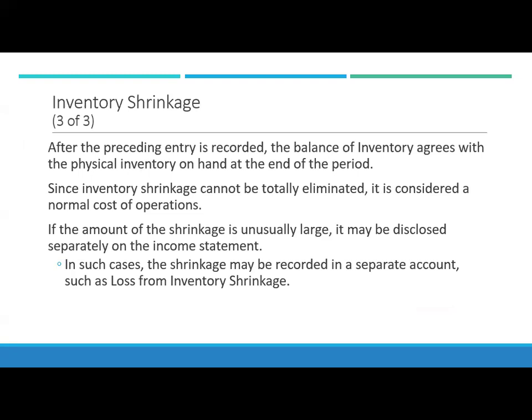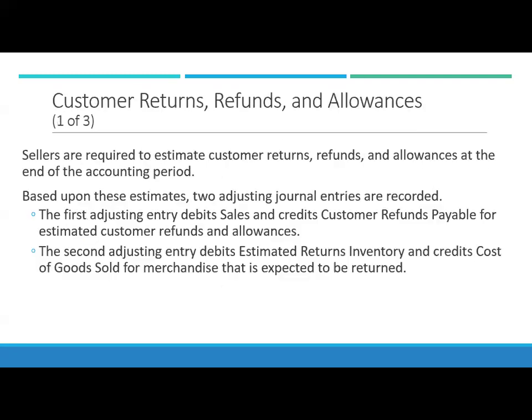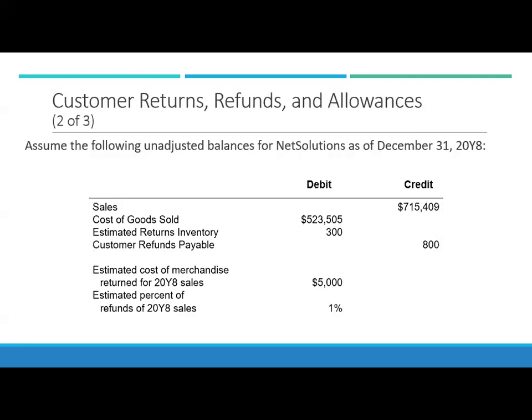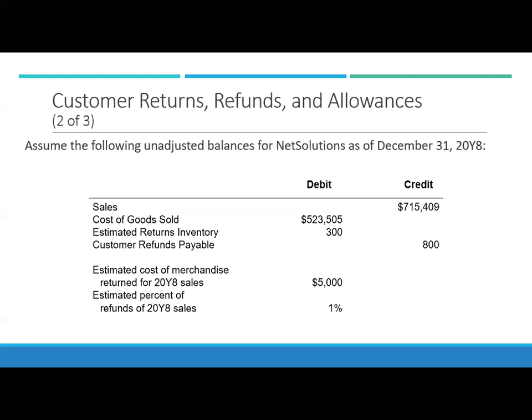And if the shrinkage amount is large, especially in comparison to the total amount of sales, it's disclosed generally in the notes to the financial statements. So Walmart and Target will always have something in their notes to the financial statements. This was the amount of shrinkage that we had, and it'll be on their earnings calls too. We already went over estimated refunds and returns.